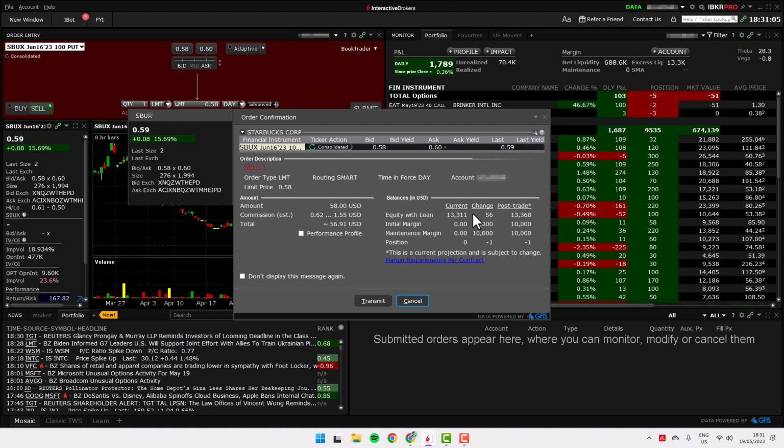As you can see, my account equity at the moment is a little bit more than $13,000. After the trade, I will have $56 more, but I will have a margin. I mean, this is a cash account, it's not a margin account.